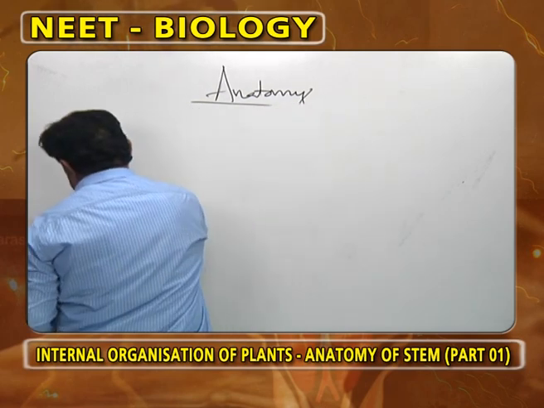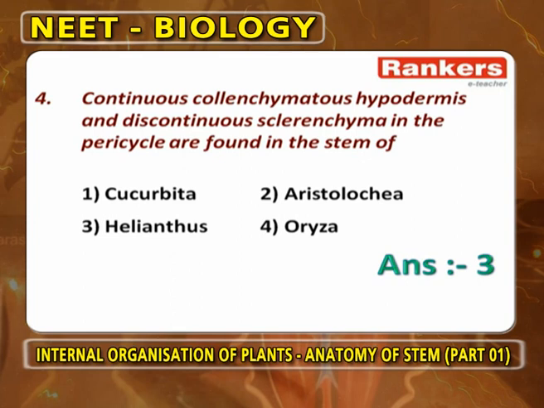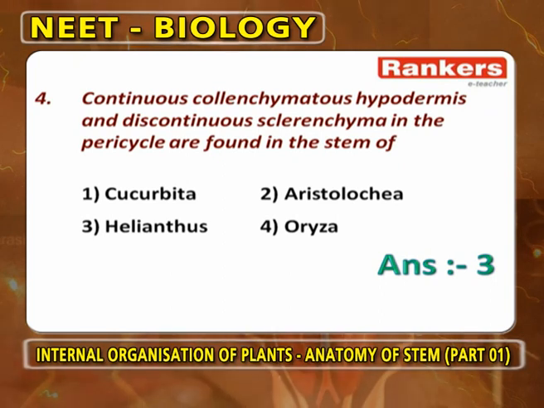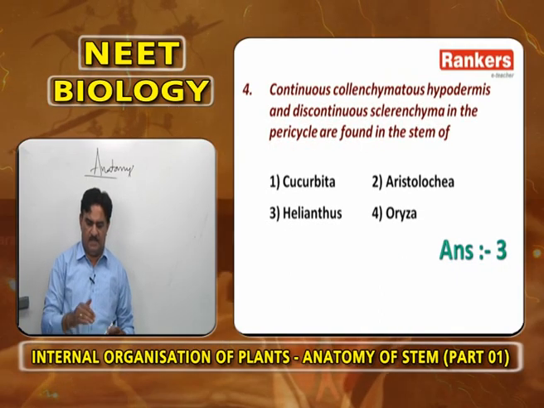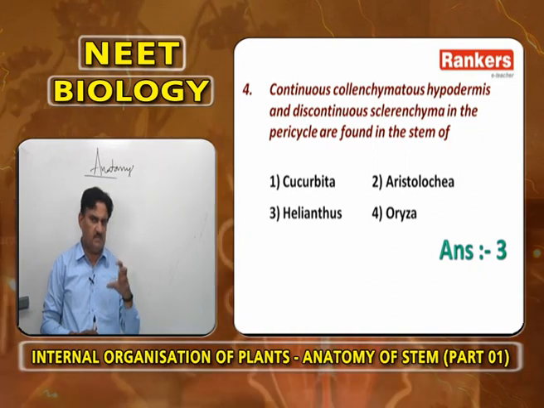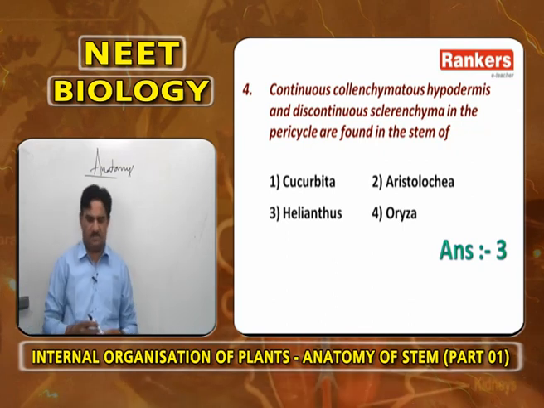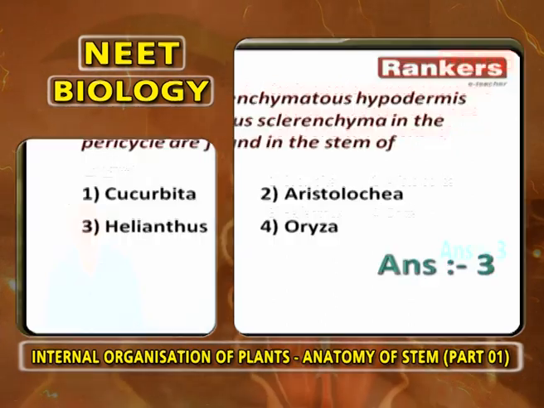Here the question is: continuous collenchymatous hypodermis and discontinuous sclerenchymatous pericycle are found in the stem of Helianthus. Cucurbita, Aristolochia and Oryza are just to confuse, but Cucurbita is opposite. Continuous collenchymatous hypodermis will not be there. Patches of collenchymatous hypodermis will be there, and the pericycle is present as a continuous ring. So the answer is Helianthus, sunflower.